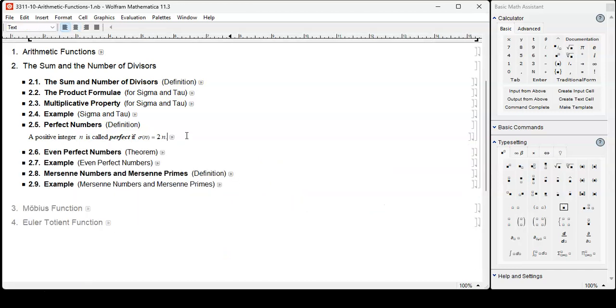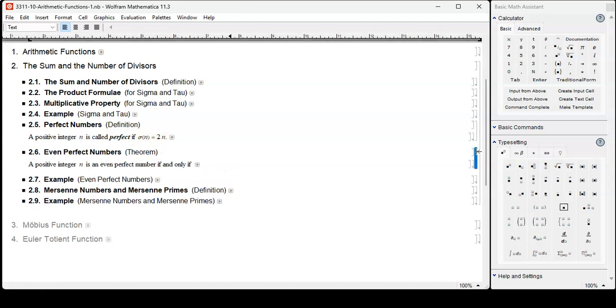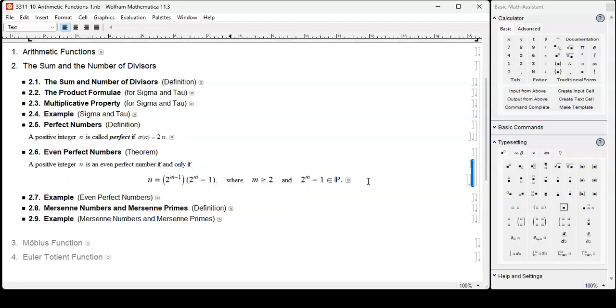But in this notebook, we are going to take this as a definition because we are going to focus upon the properties of this arithmetic function sigma, and we are going to use sigma to prove the next theorem. A positive integer n is an even perfect number if and only if, and then we have the criterion. N is a product 2 to the n minus 1 power times 2 to the n power minus 1, where m is greater than or equal to 2 and 2 to the n power minus 1 is prime. That's a criterion, and that'll give you even perfect numbers.